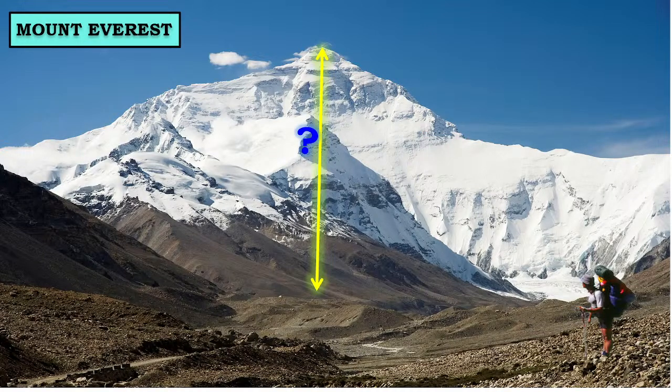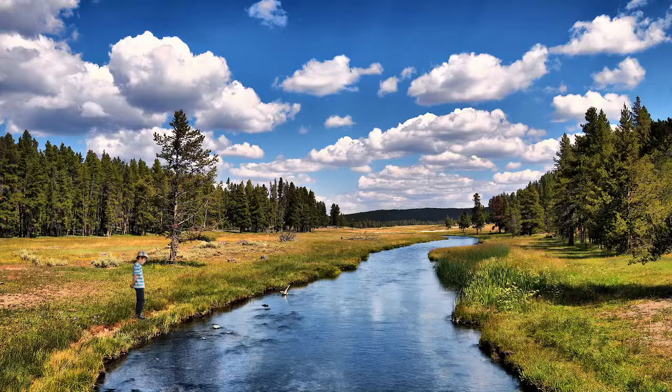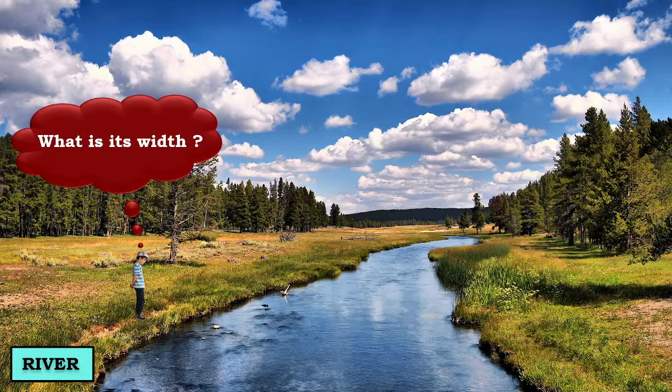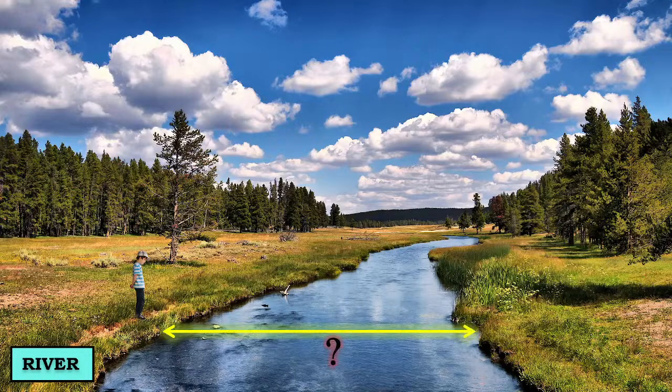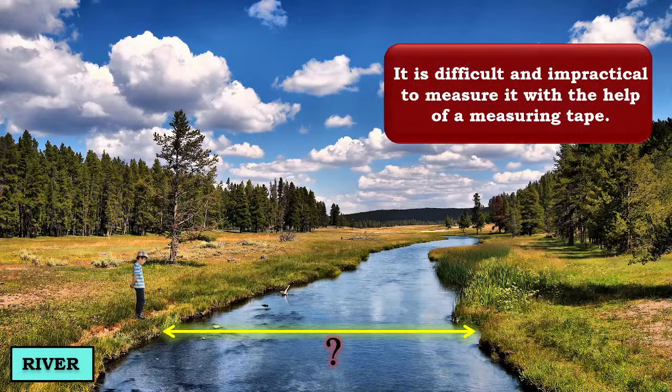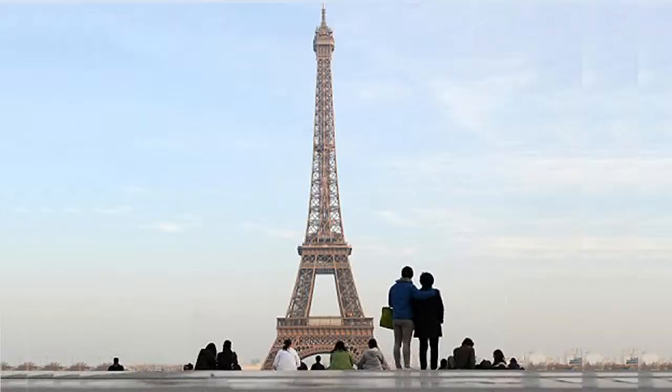Correct? Now imagine you can see a boy staring at a small stream, and if I want to check the breadth of this bank, the width of this river, how can I do it without taking the measuring tape? So it is difficult, impractical by using the measuring tape.